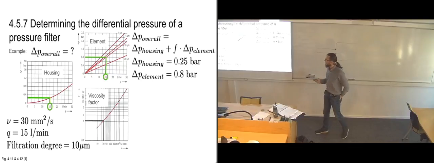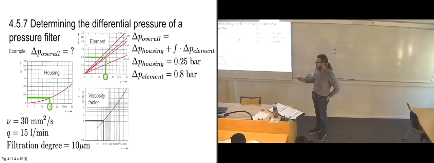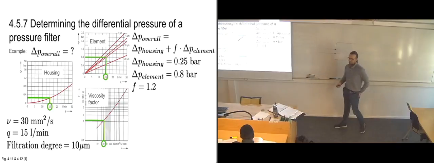And then we look at the viscosity factor. We have a kinematic viscosity of 30, and that's on the horizontal axis here. So we find 30, we go up to the curve, and then we find that it's approximately 1.2. Yeah?